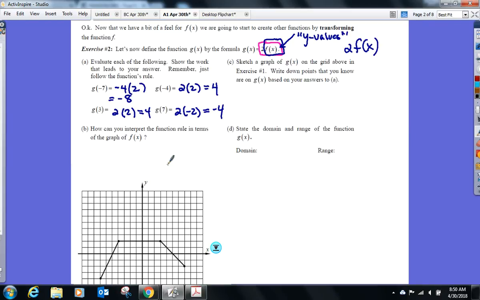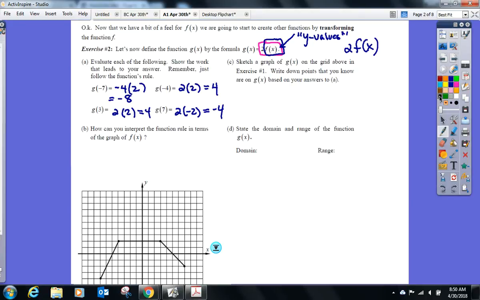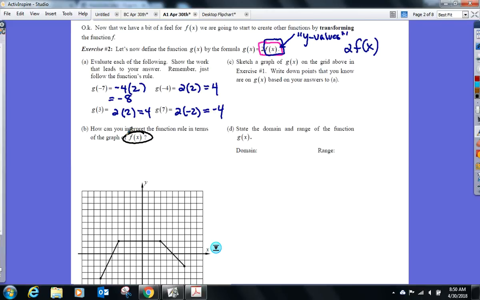What are you doing to the f of x graph to get this new one? Describe to me in words right now. What have we been doing here to get to this new graph? It's saying, what are you doing to this graph to get to this new one? What I've been doing. Multiplying what by 2? Multiply all y values by 2.